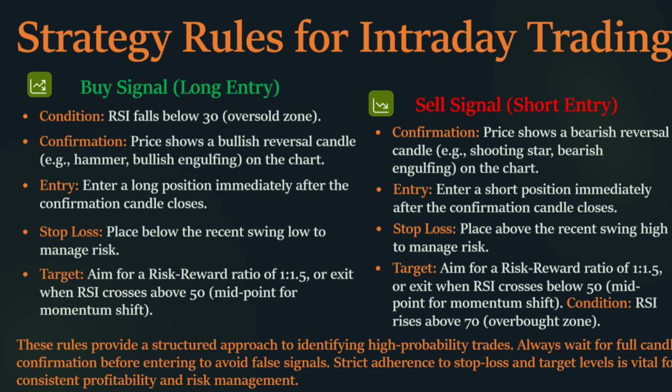Target: aim for a risk-reward ratio of 1 to 1.5, or exit when RSI crosses below 50, the midpoint for momentum shift. These rules provide a structured approach to identifying high-probability trades.